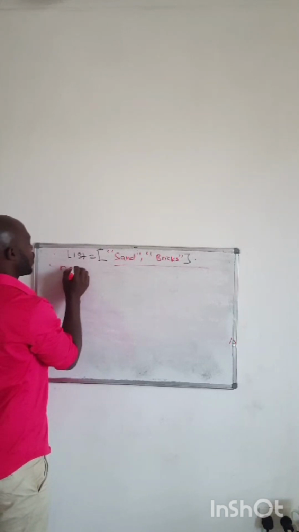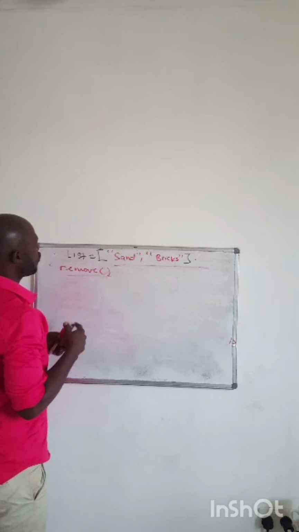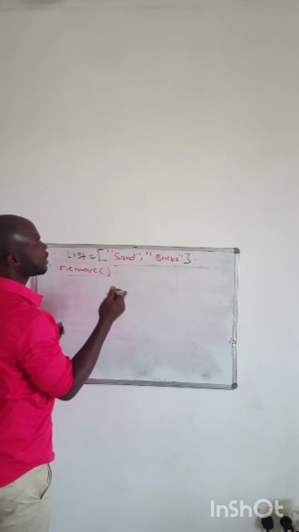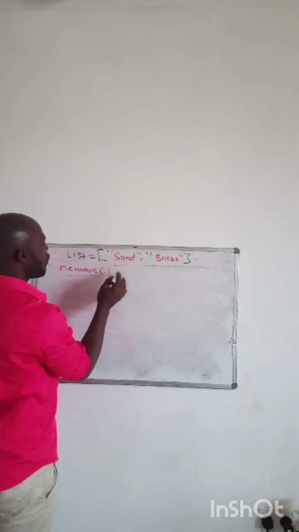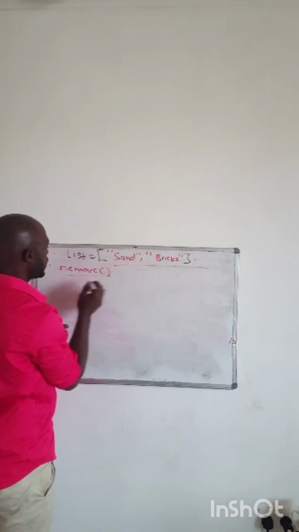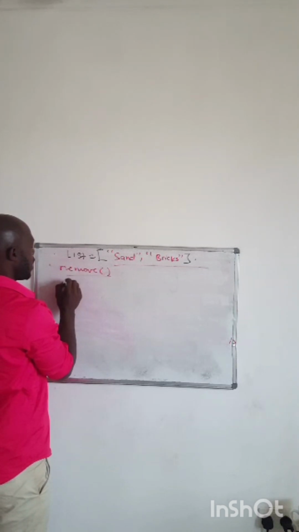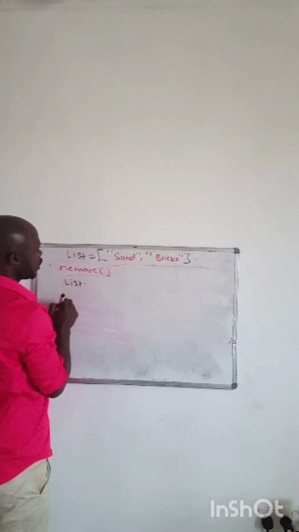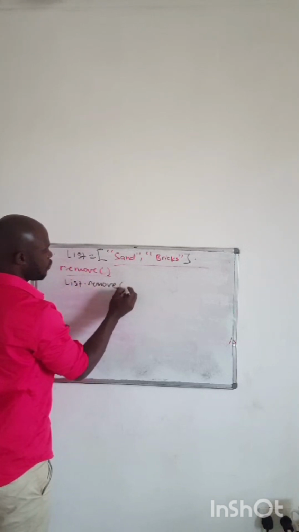the remove method. Okay, so the remove method removes a specified item. For example, if we want to remove sand from our list, we shall say this is our list. So we shall say list dot remove.